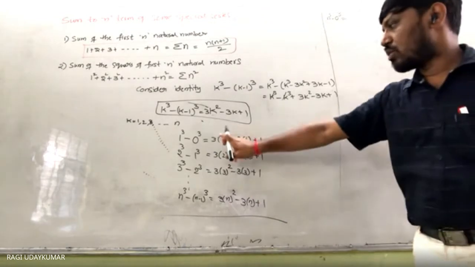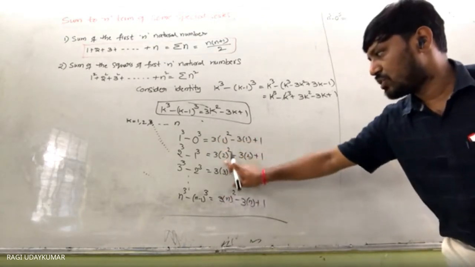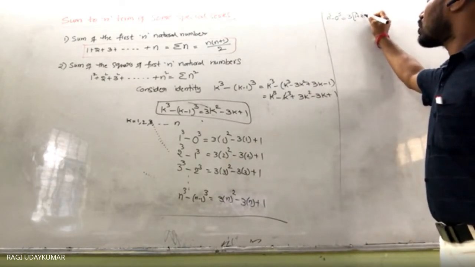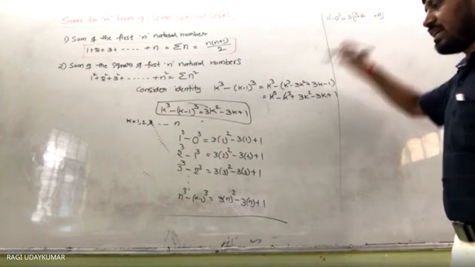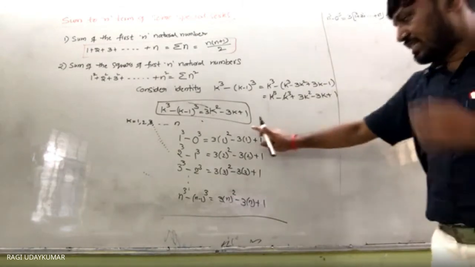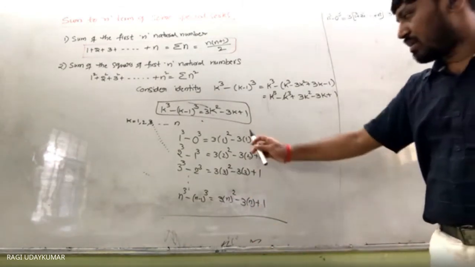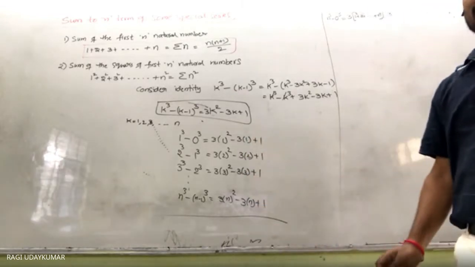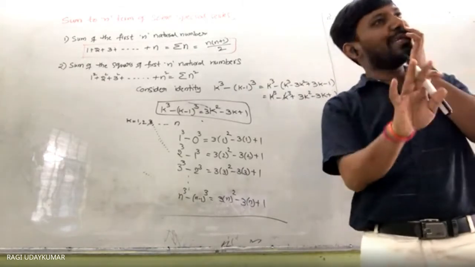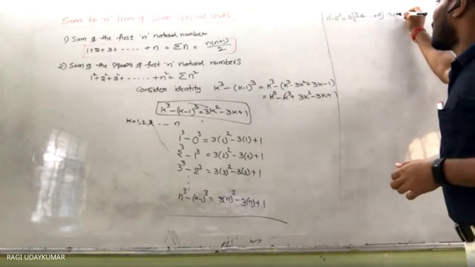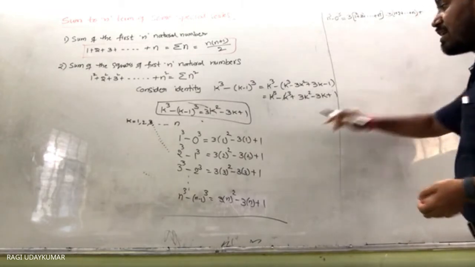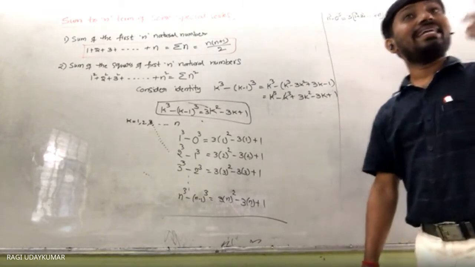If you are adding all, on the left side we are left with n cube minus 0 cube. And on the right hand side, what do we get from all this? Add everything. Taking 3 common, we can write 1 square plus 2 square plus and so on up to n square. Then add the second one: minus 3 into 1, minus 3 into 2, and so on, again taking 3 common. What is left in the brackets? 1 plus 2 plus and so on till n. Still, what is left over? 1 plus 1 plus 1 plus 1. How many times? n times 1.